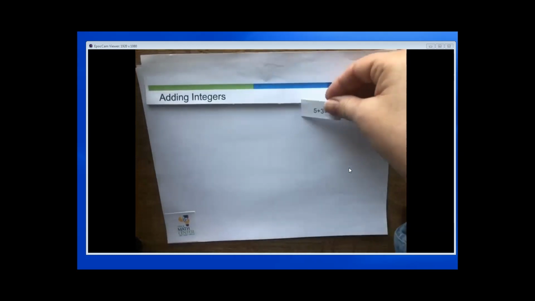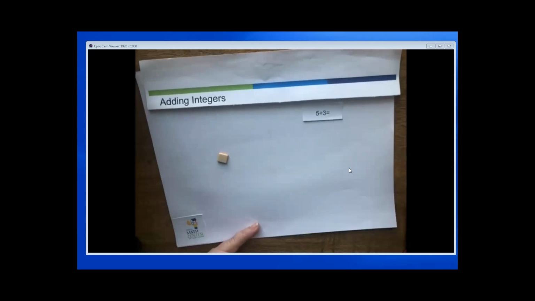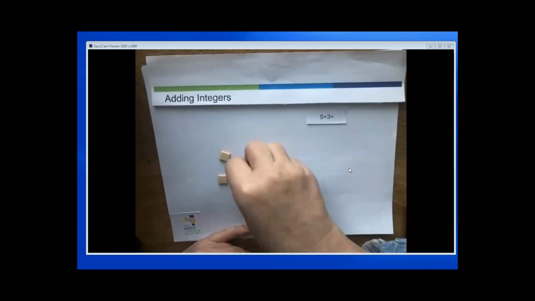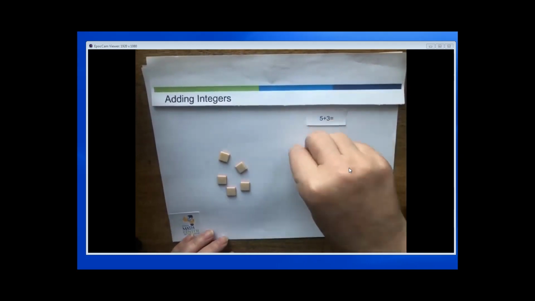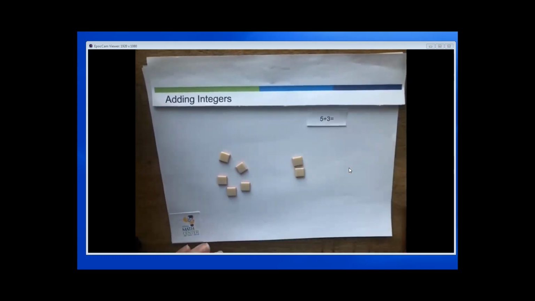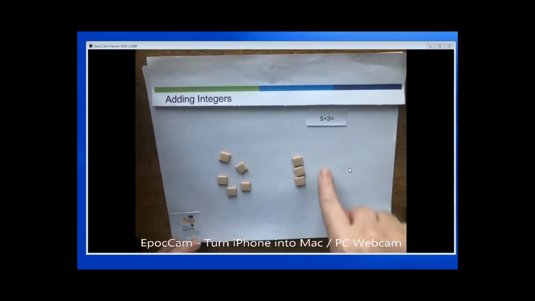Let's try this one. Very simple problem, 5 plus 3. We put out 5 positives. And I put out 3 positives. And I can very easily see that 5 plus 3 is a total of 8.